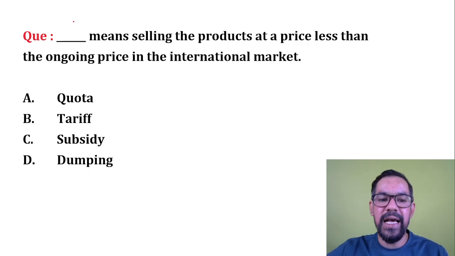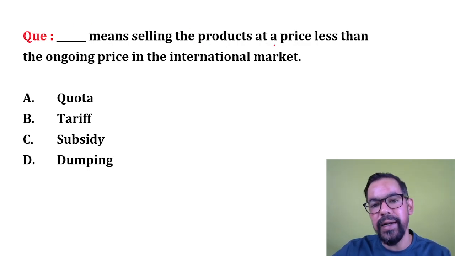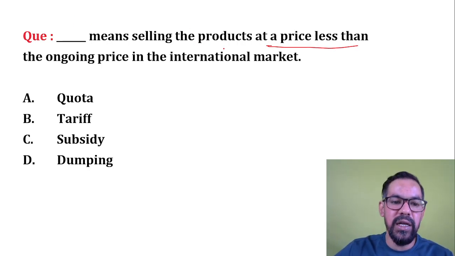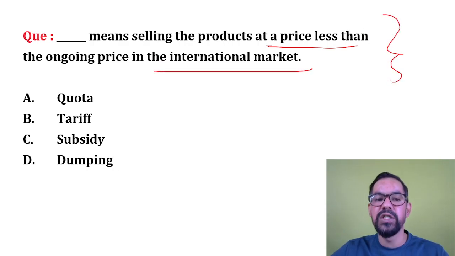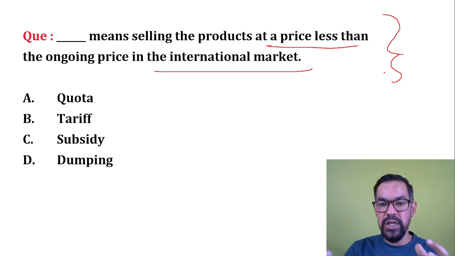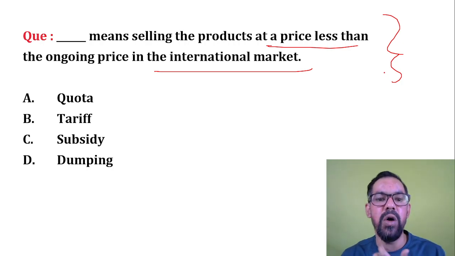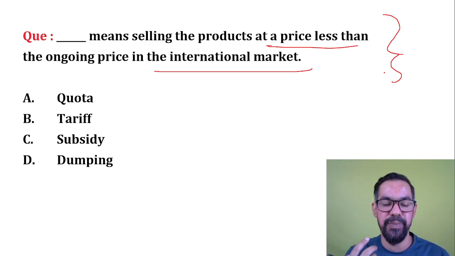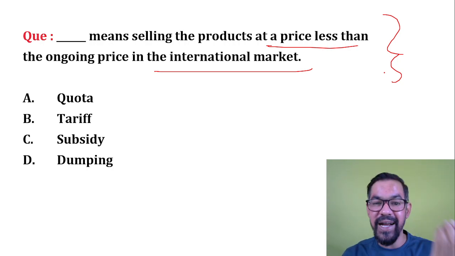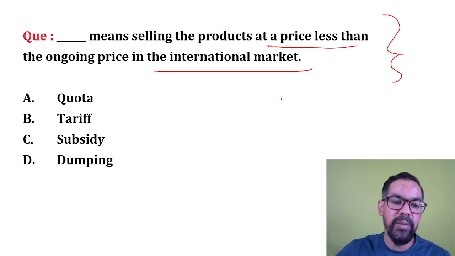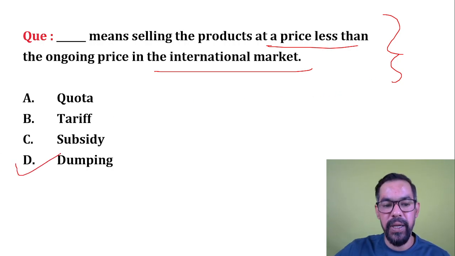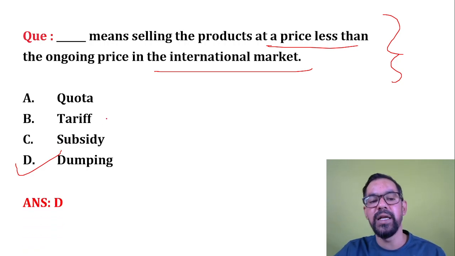Next one, dash means selling the product at a price less than the ongoing price in the international market. Sometimes especially China uses this particular term to penetrate the market prices. In marketing lingo it is known as price penetration, but in economics it is generally known as dumping. Okay, so what will be a correct answer?